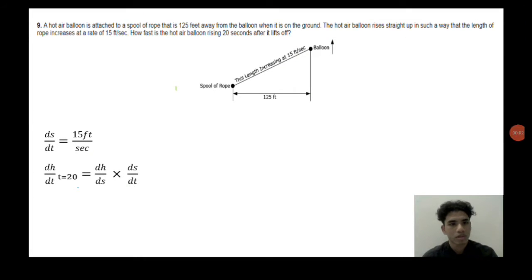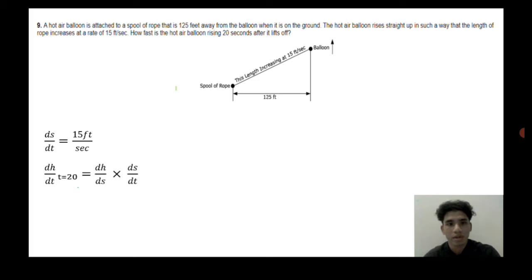Looking at question number 9: a hot air balloon is attached to a spool of rope that is 125 feet away from the balloon when it is on the ground. The hot air balloon rises straight up in such a way that the length of rope increases at a rate of 15 feet per second. How fast is the hot air balloon rising 20 seconds after it lifts off? First things first, jot down all the information stated in the question.